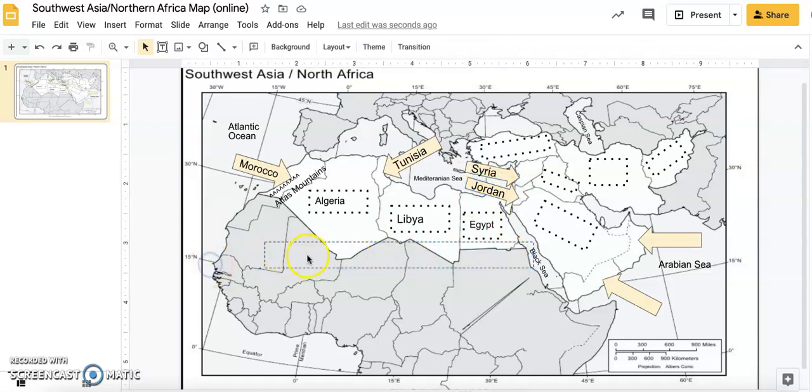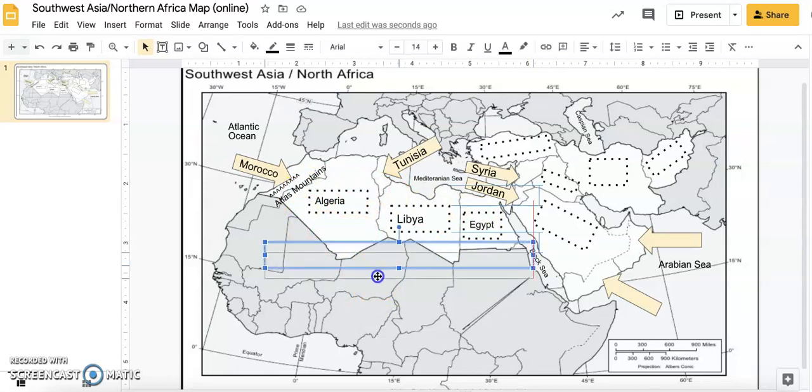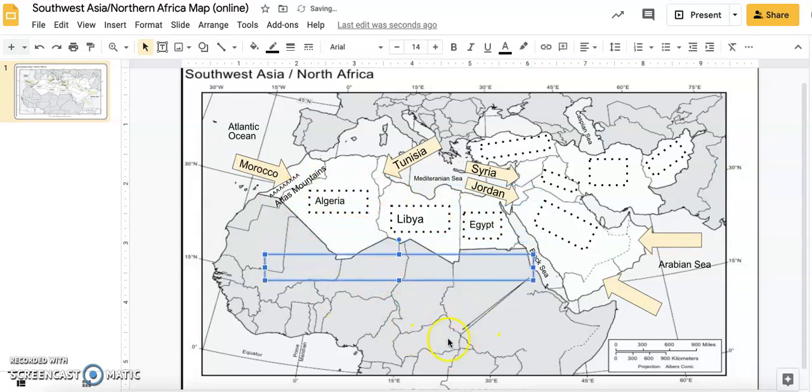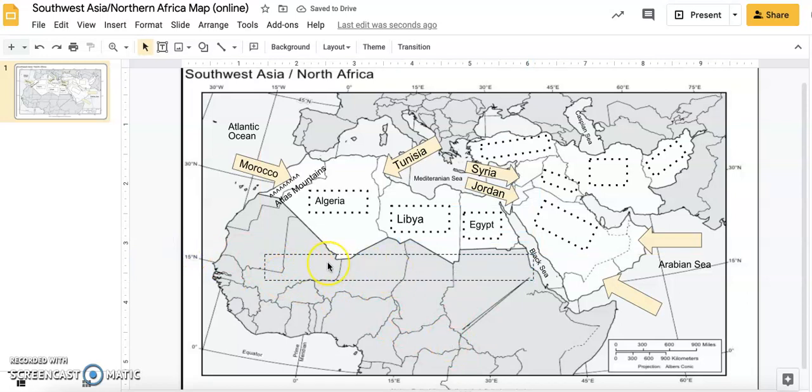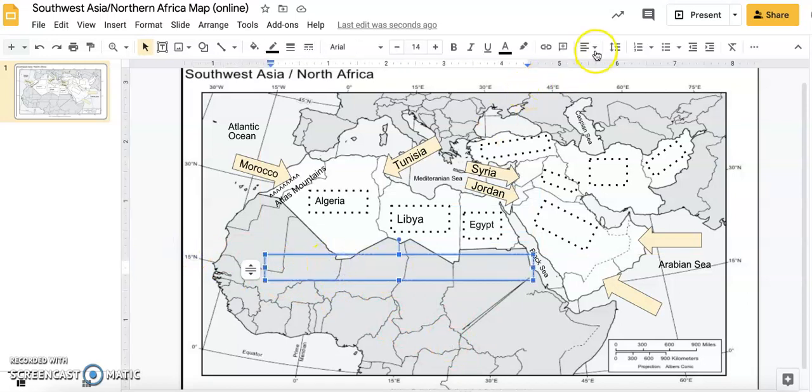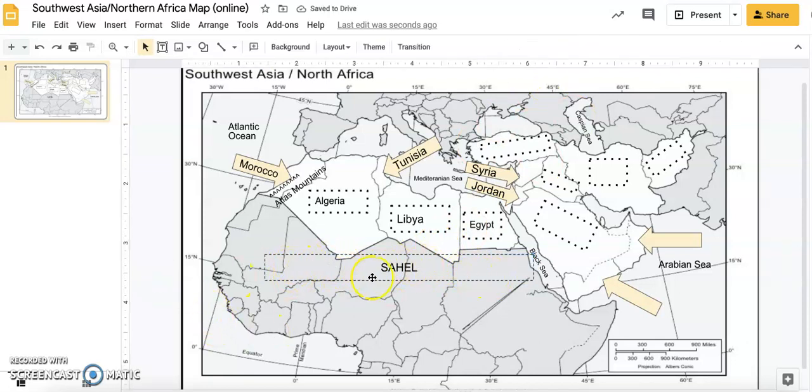In this area that is highlighted in here, remember it's the area between the Sahara Desert and the savannas down here. What is this area called? We talked about it a little bit yesterday. That is going to be the Sahel. All of this territory right in here is that Sahel, the territory in between the Sahara Desert and the savanna down in here.